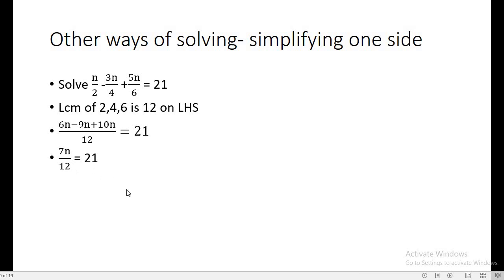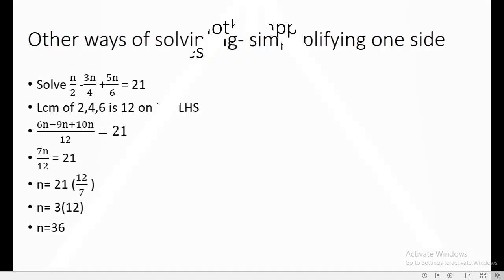As we have discussed earlier, whenever there is a fraction as a coefficient and it is transposed to the other side, it will be taken as a reciprocal. So in order to isolate the variable n, this 7 by 12 will be transposed to the right hand side. So 21 will be multiplied by 12 upon 7. So we have to take the reciprocal of 7 upon 12, that is 12 upon 7. Now 21 is divisible by 7. So 7 divides 21 giving us 3, and n will be equal to 3 into 12, which is 36. So 36 is our solution.